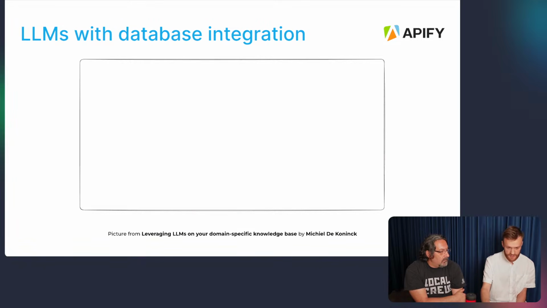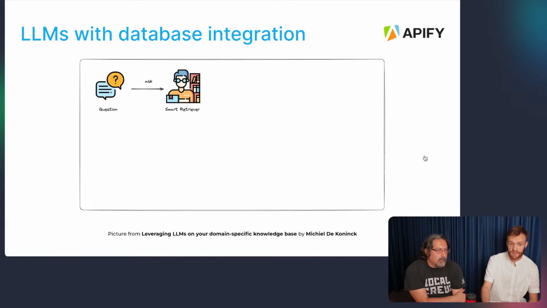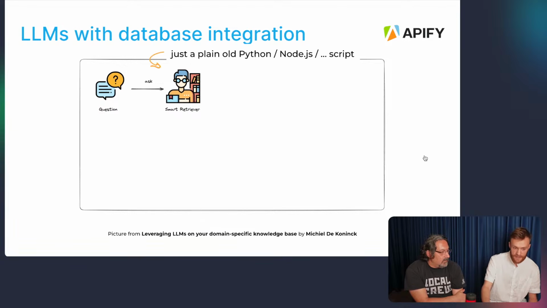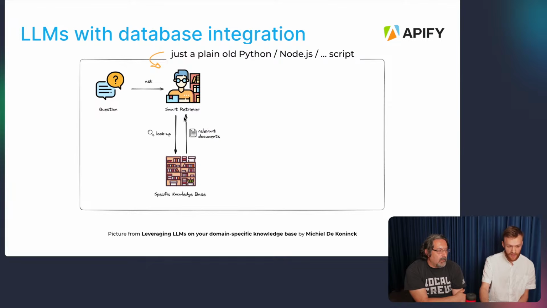Now, here we go. We also start with a question, but we don't pass it directly to the large language model, in this case, with the database integration. We pass the question to something called Smart Retriever. Now, Smart Retriever, what is it? That's just a regular Python script, Node.js script, C++, just a regular program. We're not in the AI realm yet. This program will query a database and retrieve documents from the database.